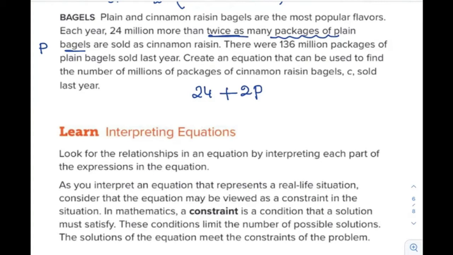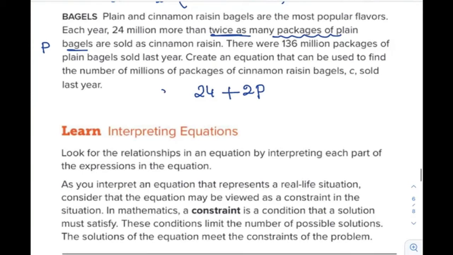Create an equation that can be used to find the number of millions of packages of cinnamon raisin bagels C sold last year. Usually we will translate and then we will replace. So first of all, we know that the cinnamon is 24 more, plus twice the P, so we will write 2P. Now we know that there were 136 million plain bagels. So simply you just replace this by 136 and you will find the cinnamon.